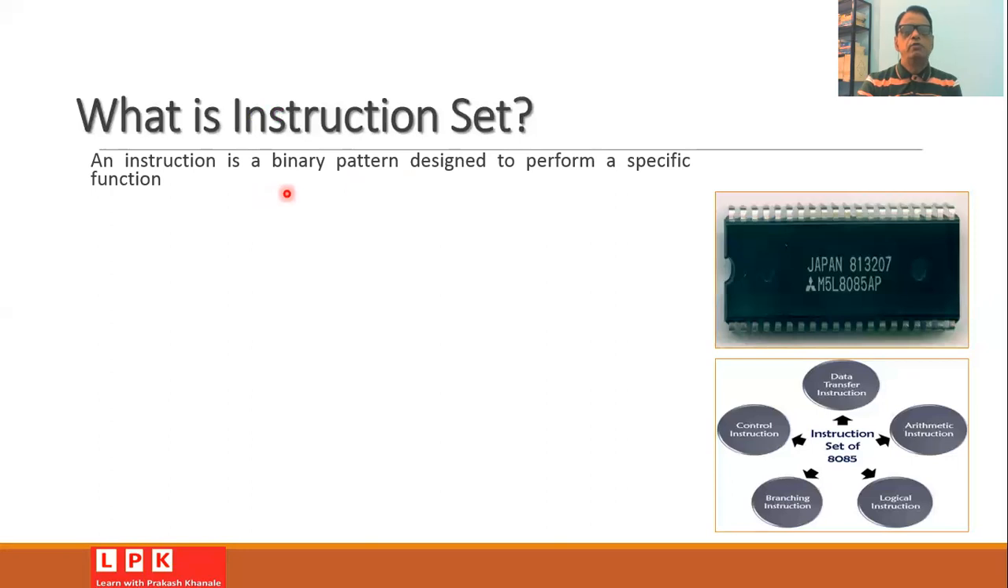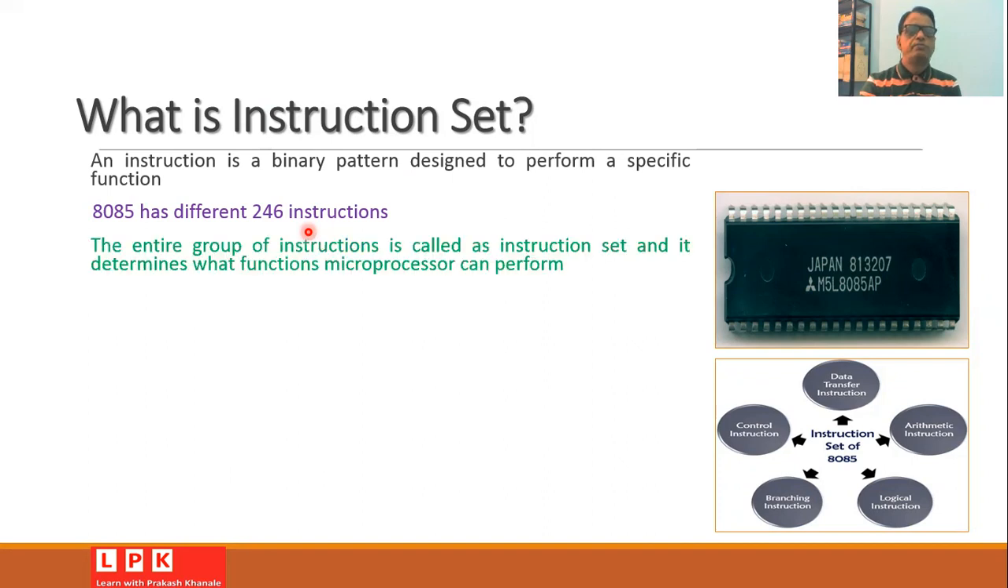An instruction, you can say, is a binary pattern that is designed to perform a specific function. 8085 has a lot of instructions. For example, 8085 has 246 different instructions, and this entire group of instructions is called an instruction set, and it will determine what functions the microprocessor can perform.